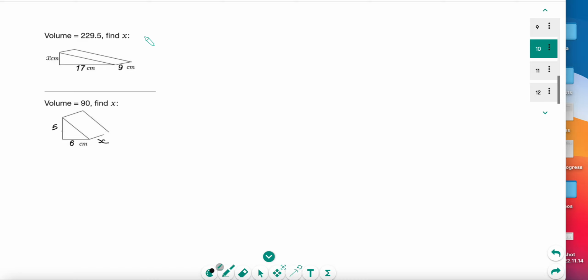Now, how do we do this? Well, I'm given the volume of a prism. So how do you find the volume of a prism? Well, it's the area of the cross-section times by the length equals the volume. All right, that's step one. Just copy out the formula.